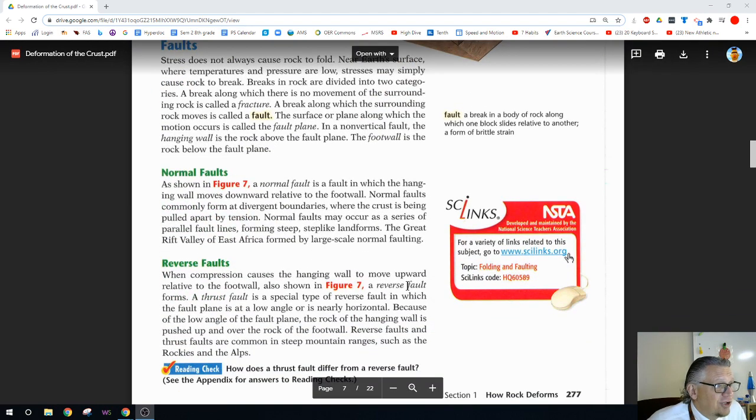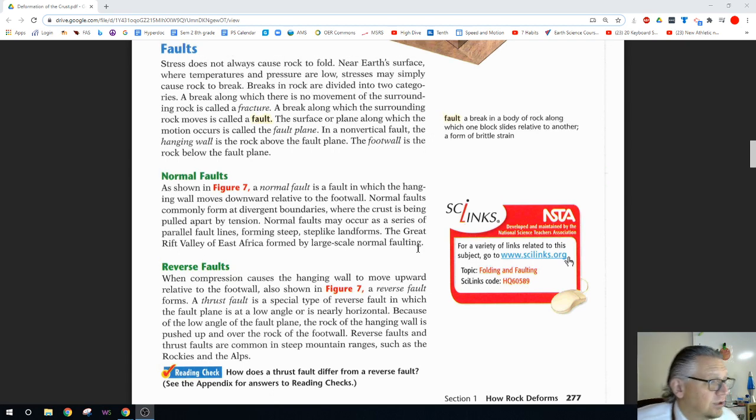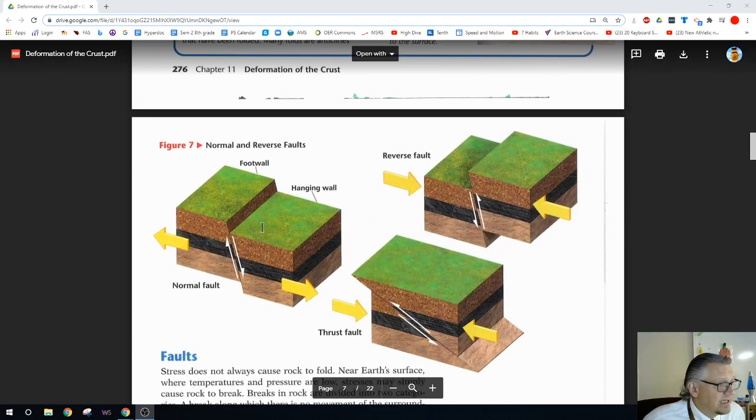Normal faults. As shown in figure 7, a normal fault is a fault in which the hanging wall moves downward relative to the footwall. Normal faults commonly form at divergent boundaries, where the crust is being pulled apart by tension. Normal faults may occur as a series of parallel fault lines, forming steep, step-like landforms. The Great Rift Valley of East Africa formed by large-scale normal faults. Here is a normal fault.